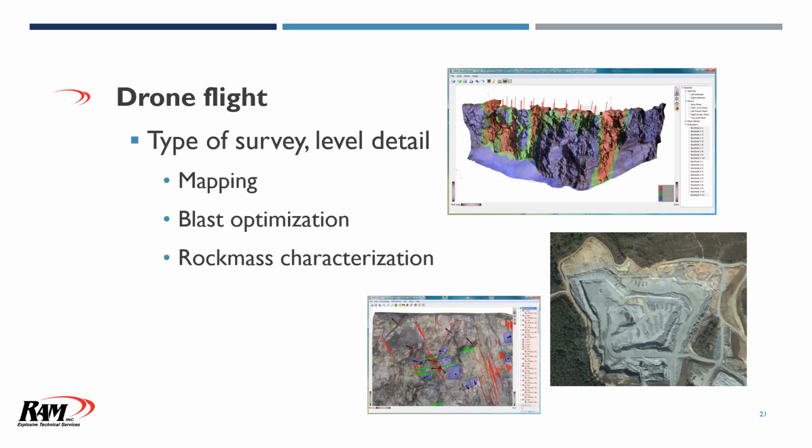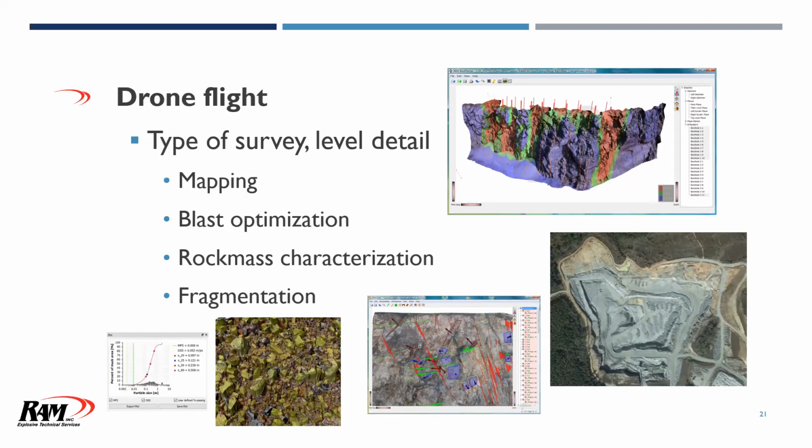Next is rock mass characterization. With this, you're looking to get a much higher detail survey done, because we want to capture those seams in there, those joints, all the geological characterization that we need to be able to map out. So in a case like this, we're looking at probably a lower altitude, higher resolution, highly detailed flight for that, as well as with fragmentation.